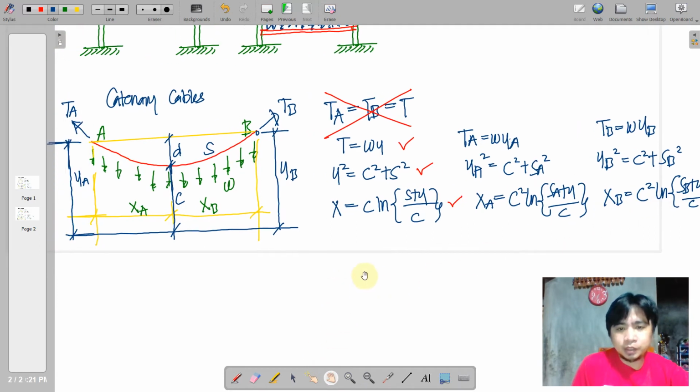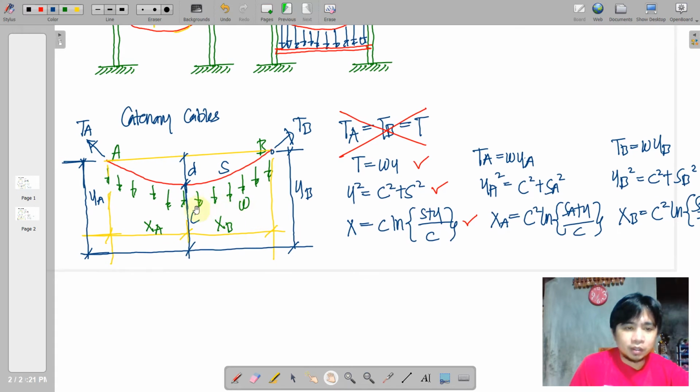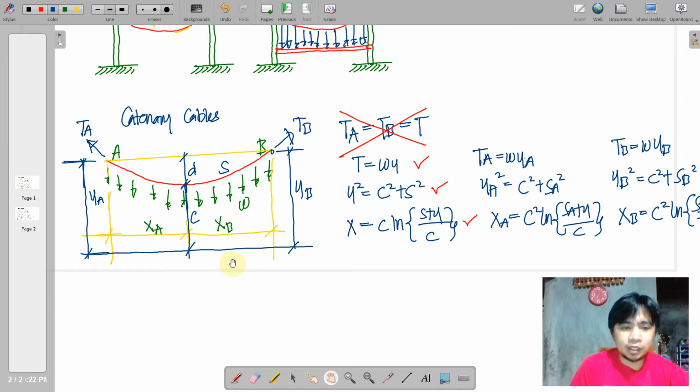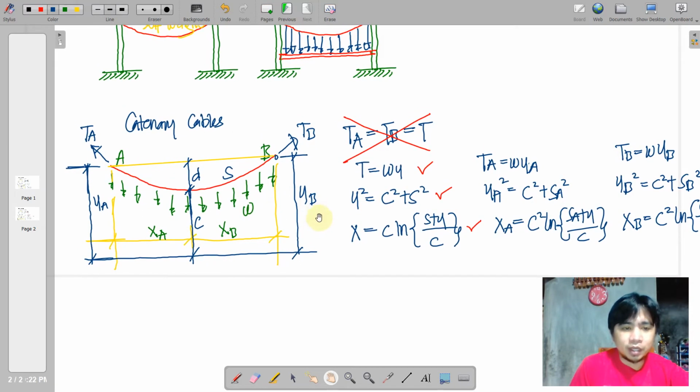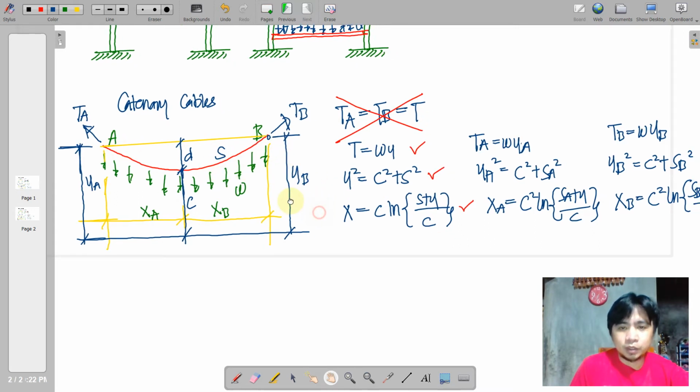The basic concept here is just to locate your lowest point. If it is not symmetric, these x distances are not necessarily equal. However, if it is symmetrical, then this just summarizes to x, and we have the same tension as well as the same vertical distance from these two supports.